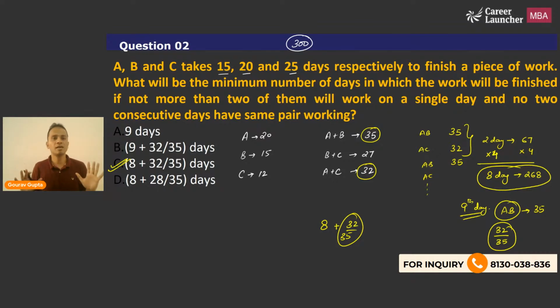दो से ज्यादा लोग काम नहीं कर सकते एक सिंगल डे में. तो मैं क्या करूंगा, मुझे काम कम से कम डेज में फिनिश कराना है. So I employ maximum number of people which is 2 here.